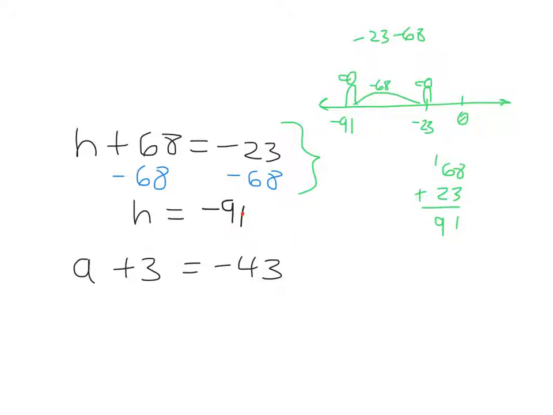And just remember, my student at home, when you're being tested on this stuff, it's probably the case that your teacher is going to want you to actually plug this stuff back in and check. Okay? All right, so we have a plus 3 equals negative 43. So in order to do this, we got to subtract 3 from both sides. And that's going to cancel that, and we're going to end up with a equals, and we have negative 43 minus 3.